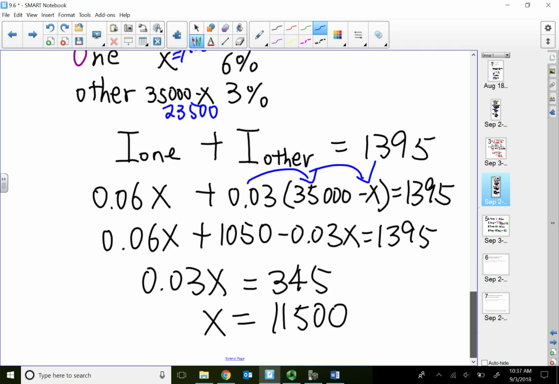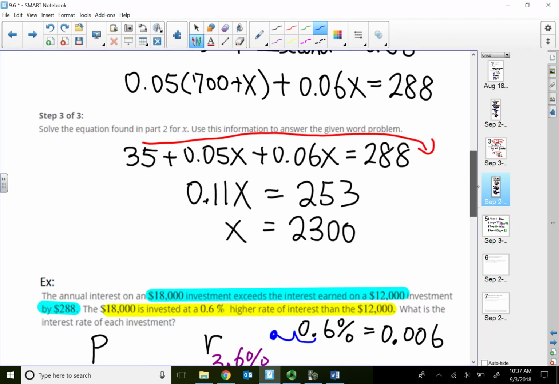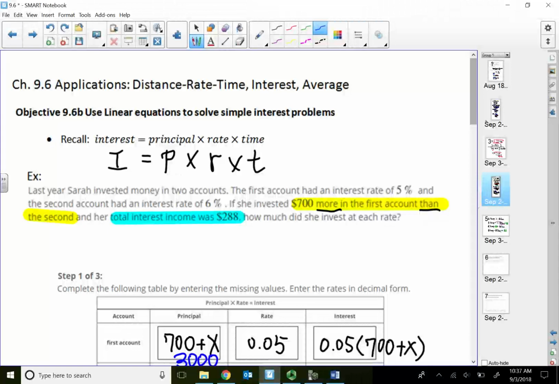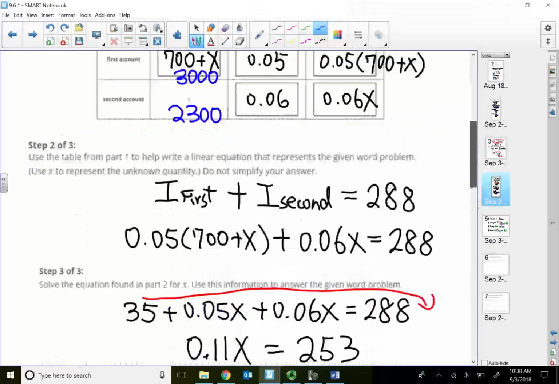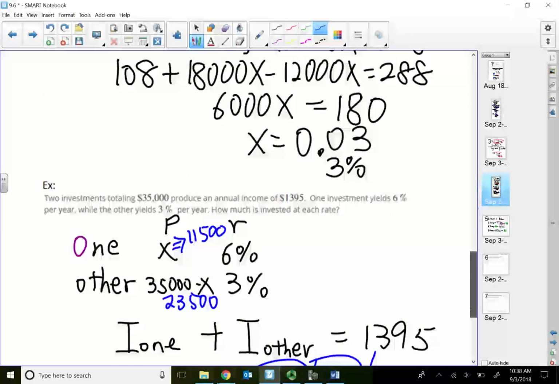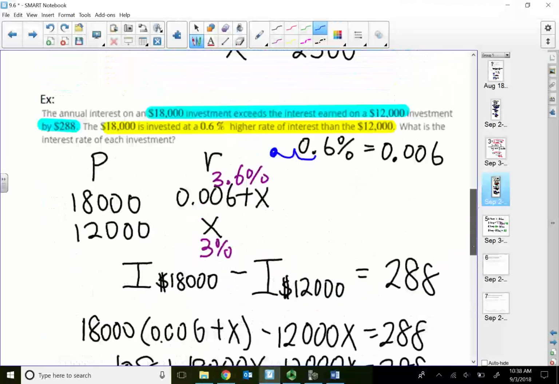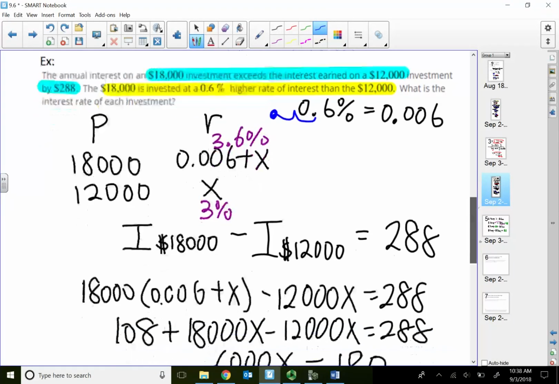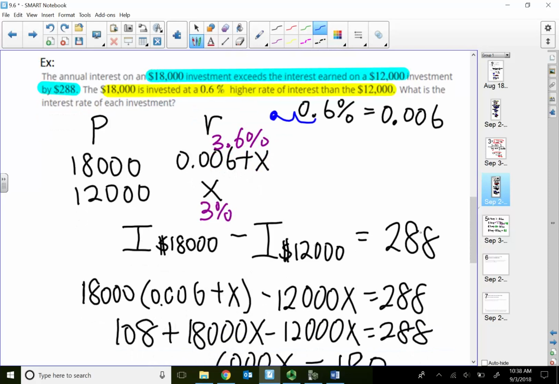All right, so real quick, in this lecture video, we talked about how to use linear equations to solve simple interest rate problems. We talked about the you and I have $13,000 concept, and we also talked about what it means when we say exceed. Two accounts, one account exceeds the other one by so much, also representing the difference between the two, this 288. That will conclude this lecture video. Thank you for watching.